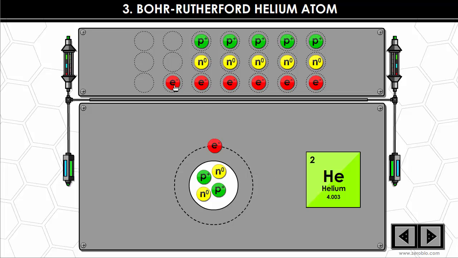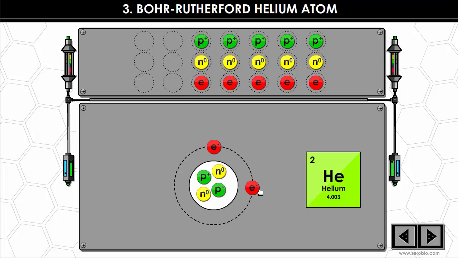Now, when you take the second electron, and there's only 2, you could put it right beside the first one, and some people do that, but I like to stagger these going around in a circle, the top, the side, the bottom, and then the other side as I do this. This then is the completed Bohr Rutherford diagram for a helium atom.